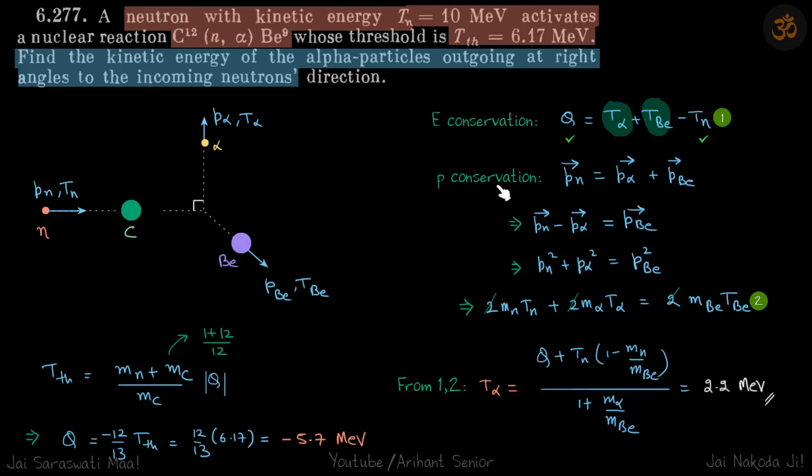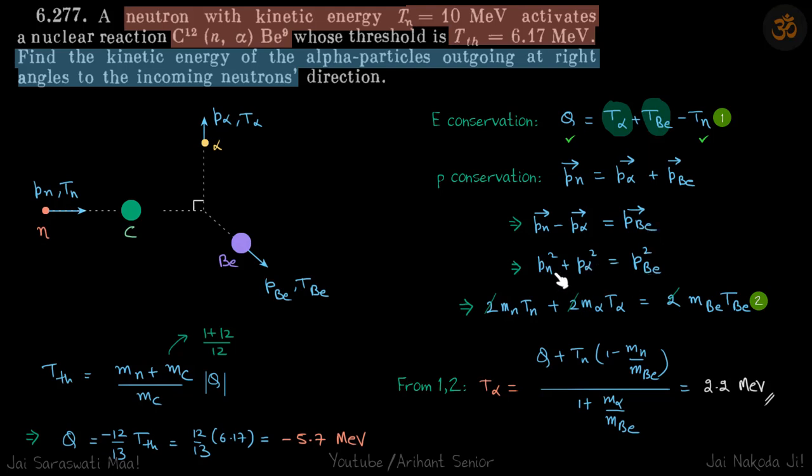So when we do momentum conservation, we will bring P alpha on this side. We are doing this in vector form because the directions are not collinear. So Pn minus P alpha is equal to P Be. And now if we write magnitudes, because these two are perpendicular to each other, the magnitude is Pn squared plus P alpha squared, and is equal to P Be squared.